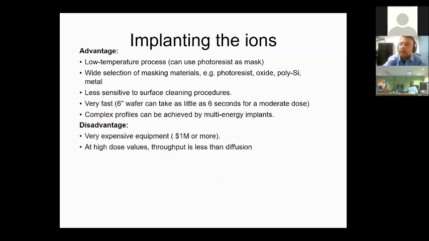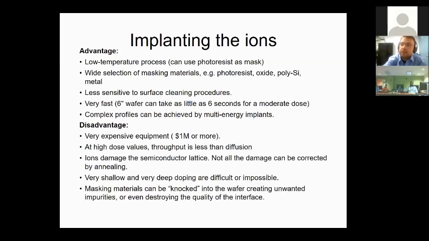So these are the advantages and disadvantages. Of course, it's a very expensive tool compared to the simple diffusion process that we covered maybe 2 days ago. But it's a very fast process, and it's also a low temperature process too. We don't have to increase the temperature.